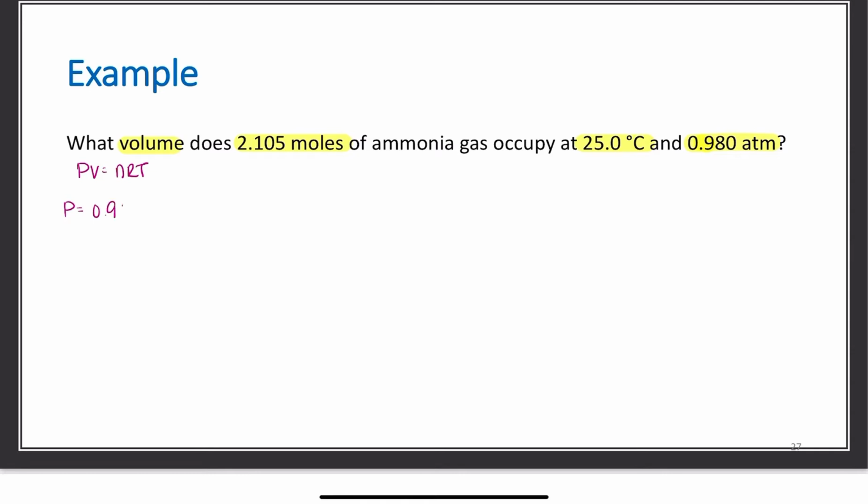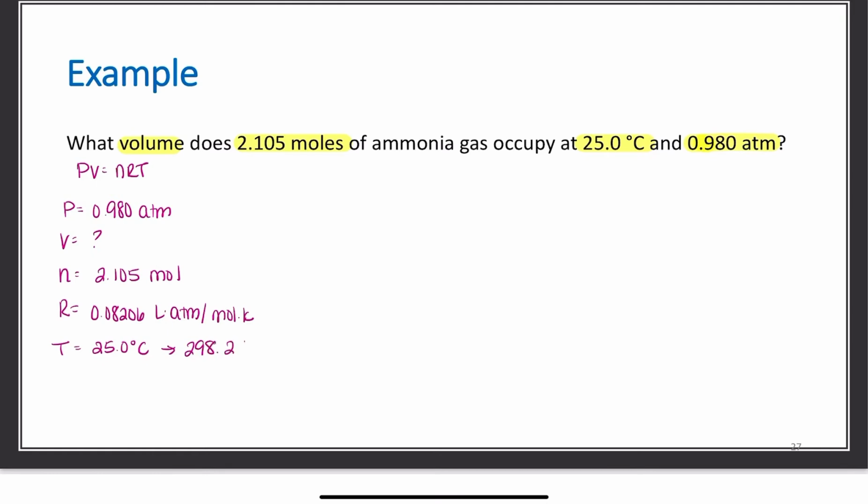So my pressure, 0.980 atmospheres. Volume's what I'm trying to solve for. Number of moles, 2.105 moles. My gas constant, 0.08206 liter atmosphere per mole K. And my temperature, 25.0 degrees C, which is 298.2 K. Why .2? Because I had a 0.0 here, so I need to add 273.15, which rounds up to 298.2.